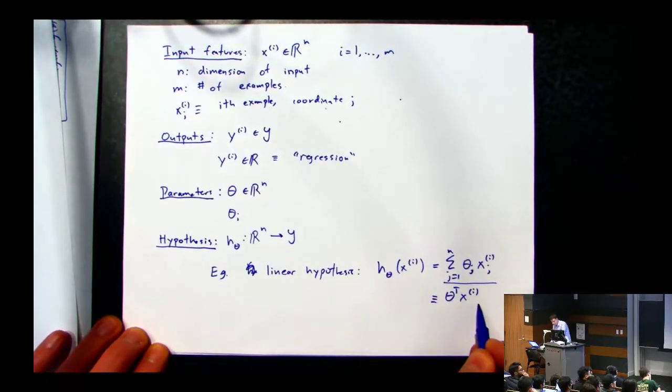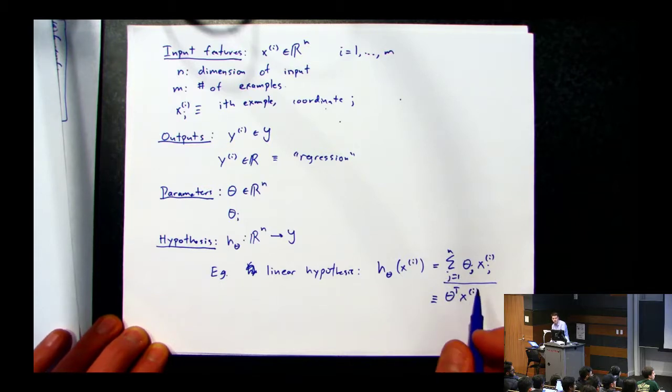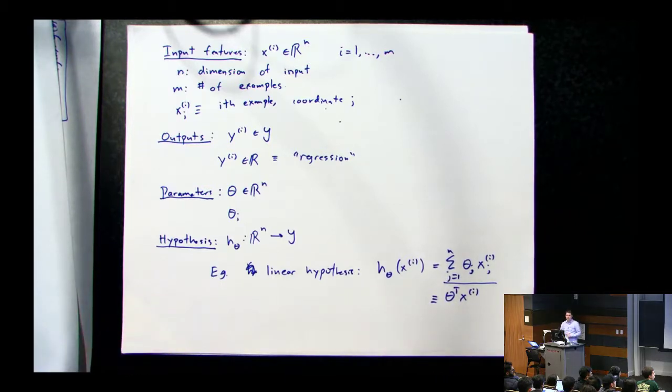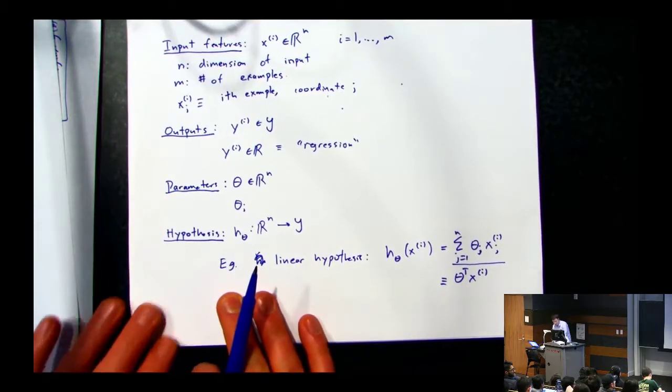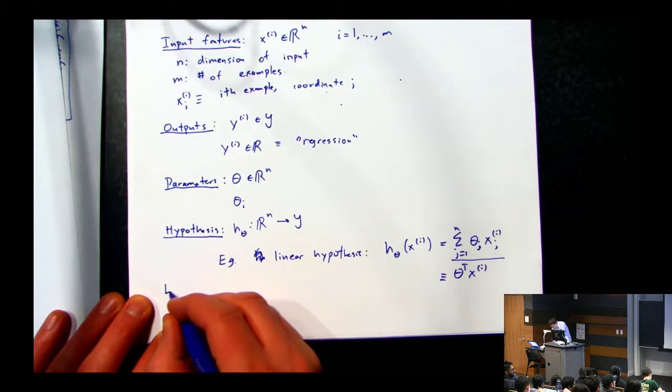So remember, this is our inner product notation. When they are both vectors, this is just equal to that. Those two are just equal. This is an inner product, thought of as column vectors. If you don't remember that, I'd go back and look at the linear algebra lecture where we covered that. Okay, so the last element that I'll mention here is the notion of a loss function.